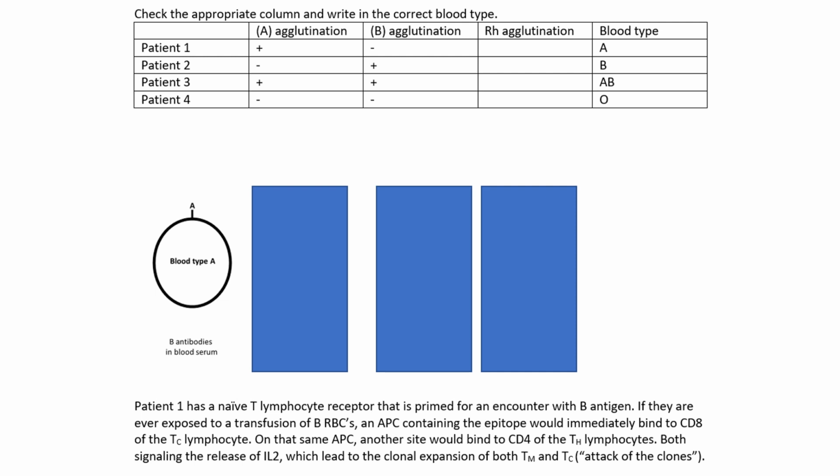So we're going to use the same experiment. Let's stick with patient 1. Patient 1, we determined that they have A blood type. Use the same picture. They have an antigen on the surface of the red blood cell that is antigen A. Patient 1 has a naive T lymphocyte receptor that is primed for an encounter with B antigen, right?